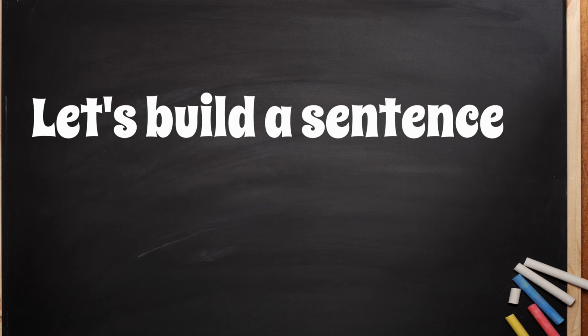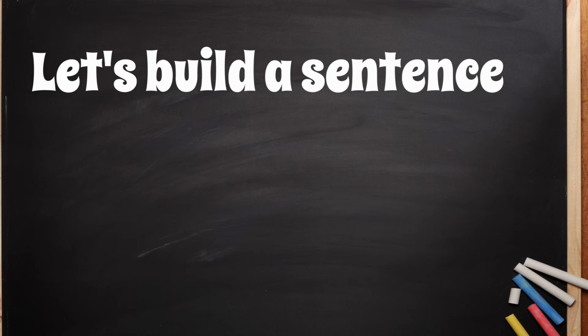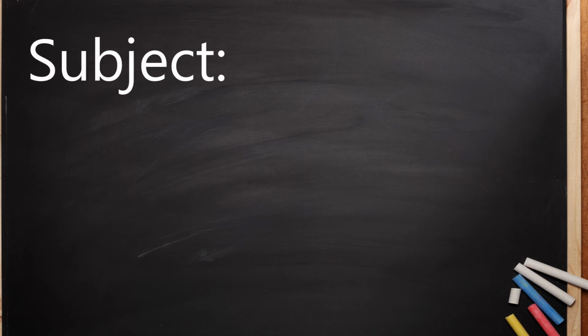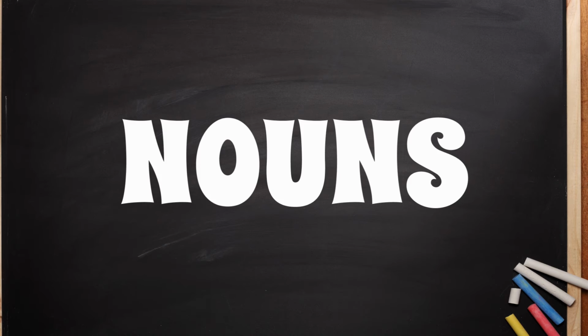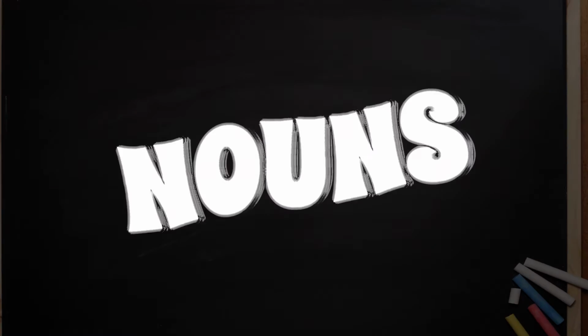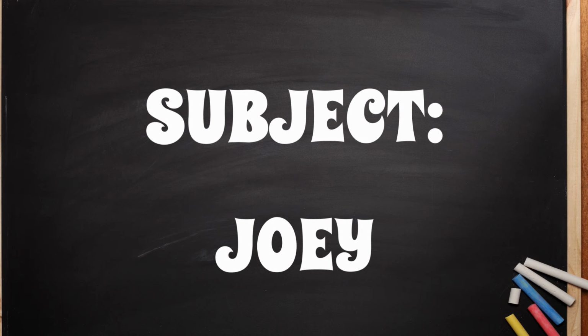But how exactly do we make a sentence in the simple past? Well, how about if we build one together? First, let's choose a subject. A subject is any person, animal, object, or thing that can do something. These words are called nouns. For today, Joey will be our subject.